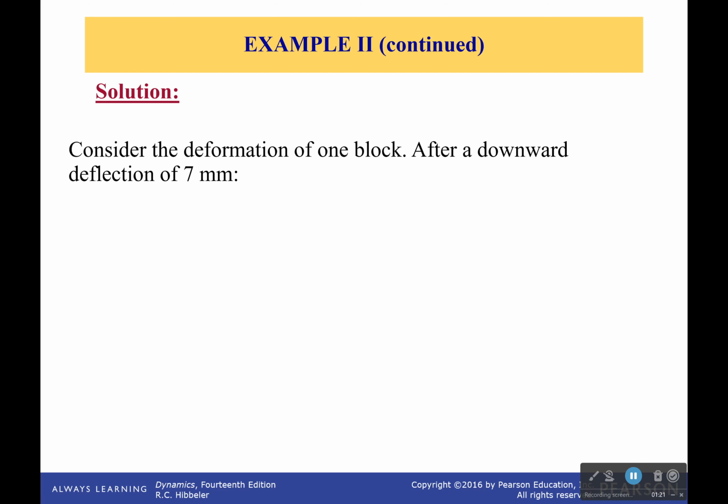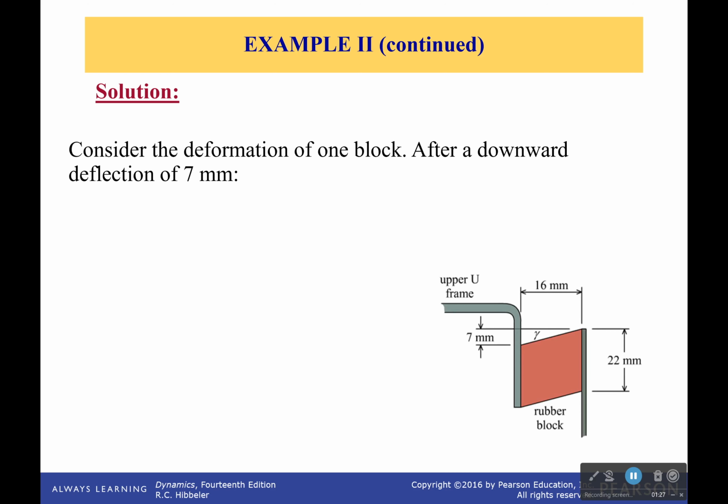Okay, first off, let's consider the deformation of one block after a downward deflection of 7 millimeters. So we redraw it. 7 millimeters right here, we have 22 millimeters as the original length. Actually that's the height, and then we have the 60 millimeters right here. Now remember that we always use the small angle approximation of tan of gamma is equal to gamma. And so that's always opposite over adjacent, so that's the 7 over the 16. Okay, 7 over the 16, not the 22. That is not part of this angle at all. It does not help us at all. Be very careful about that.